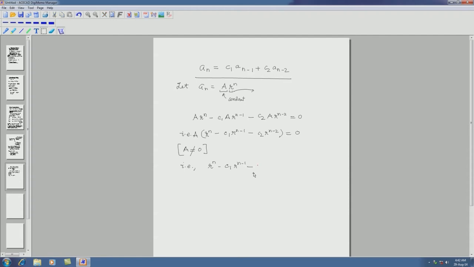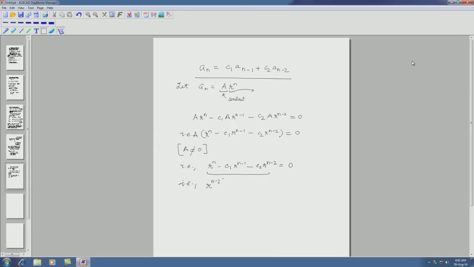So, minus c 2 r to the power n minus 2, this is equal to 0. Now, again we can take the common factor r to the power n minus 2 out from this expression. So, I have r to the power n minus 2 times r square minus c 1 r minus c 2 equal to 0.